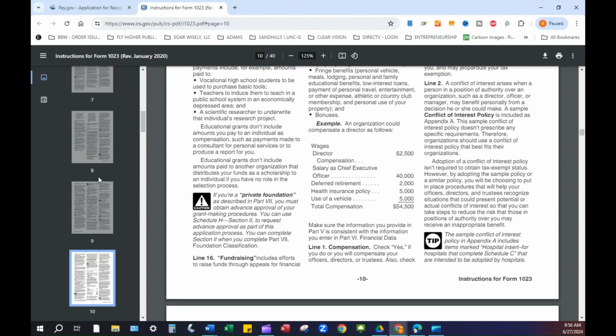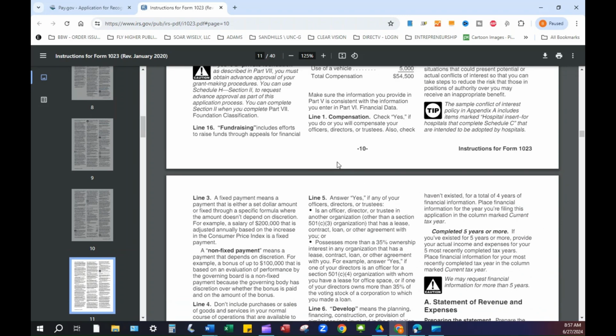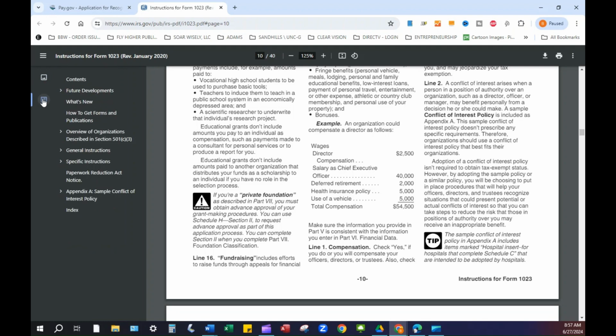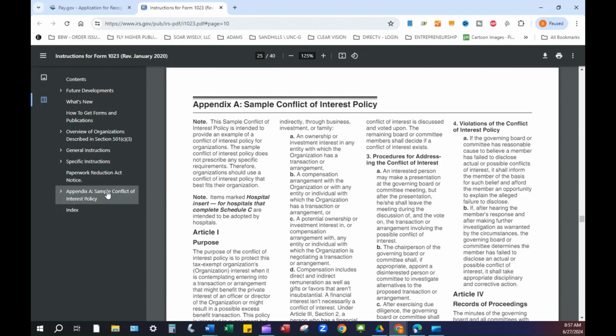Via minutes. So let me show you something here. When I open up the instructions right here, there are the thumbnails. We are on page 10, but we're going to find Appendix A. You could, of course, scroll down and find it. It's a long document, but you can do that. But if you click here, it gives you a table of contents. Right here it says Appendix A, Sample Conflict of Interest Policy. That's what we want. So we're just going to click on that.